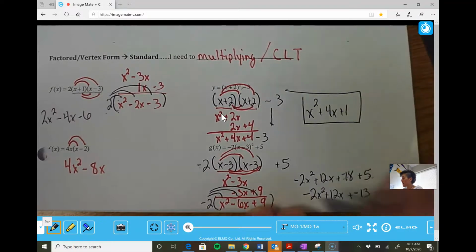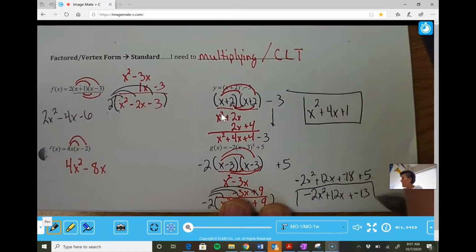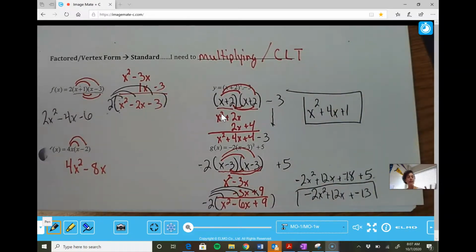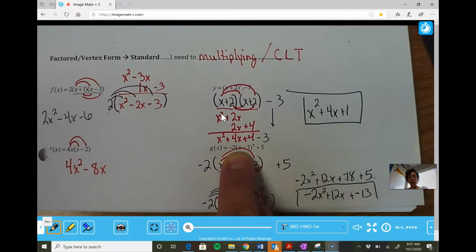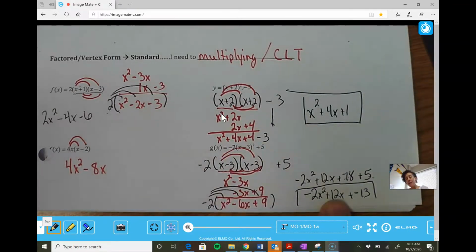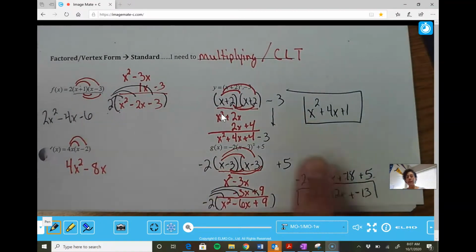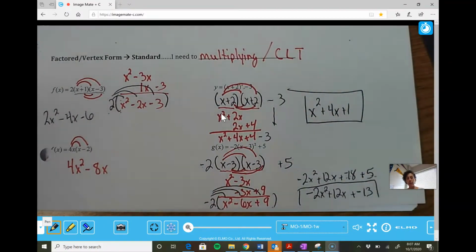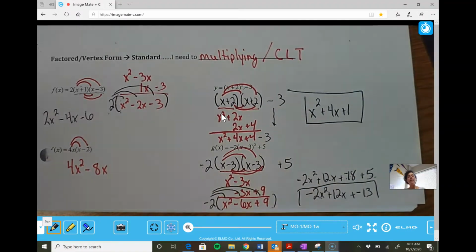and negative 13. A great way to check to see if your answer is correct, and I didn't bring my calculator down, but go to the y equals button, type in the original equation in one of the y's, type your answer in the other y, and then when you hit zoom 6 to graph, you should only see one graph, because these are actually the same things. They're called equivalent forms. This is the vertex form. This is the standard form of the same function.